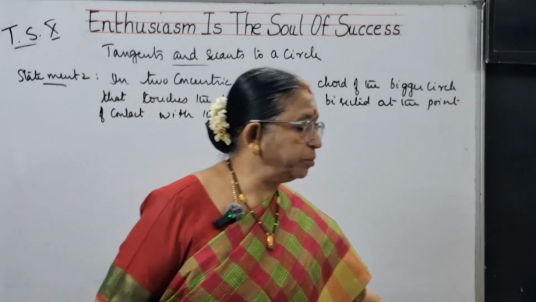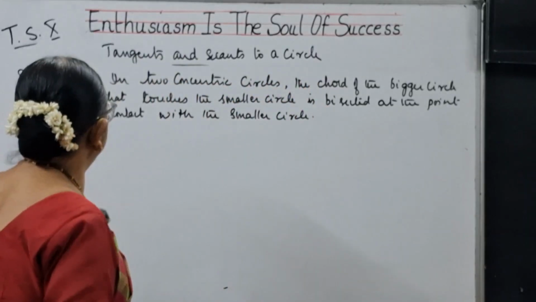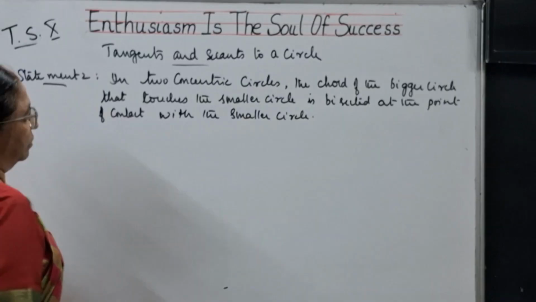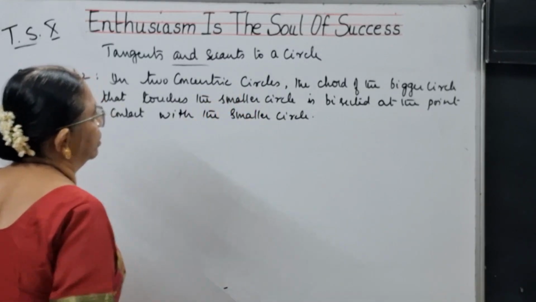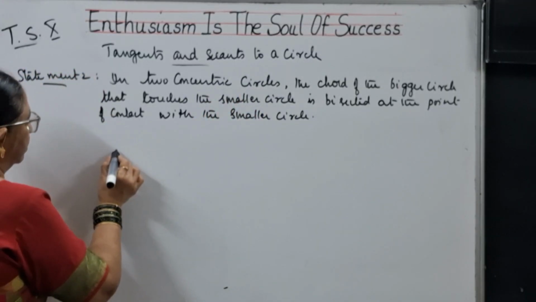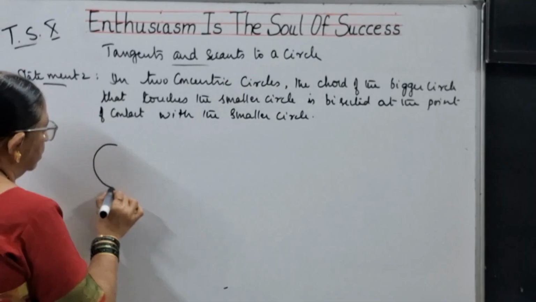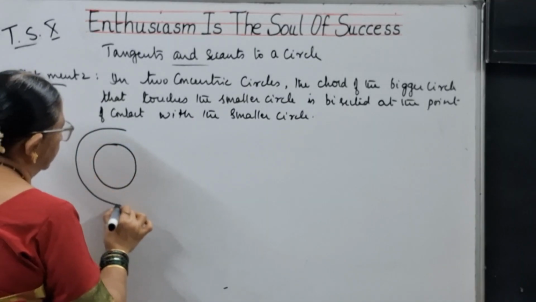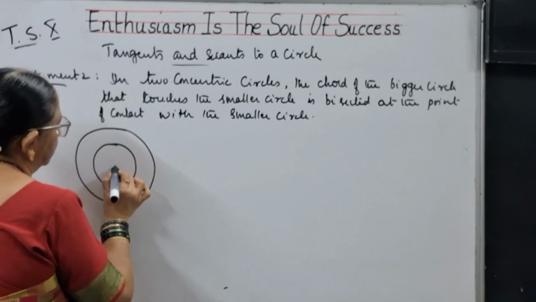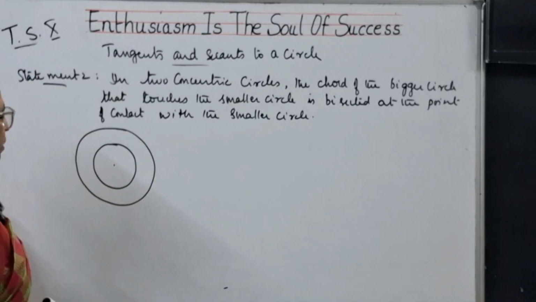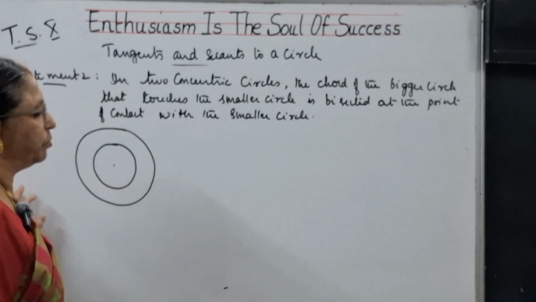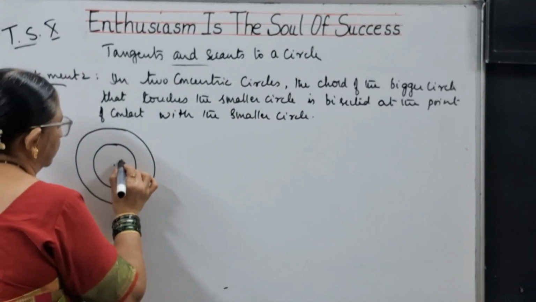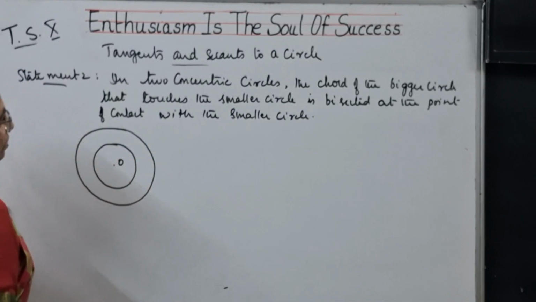Now the next statement, children. The next statement is on concentric circles. So first you should know the meaning of concentric circles. Concentric circles means you will be having two circles with the same center. If you have two circles with the same center, they are considered as concentric circles. So these two are concentric circles.